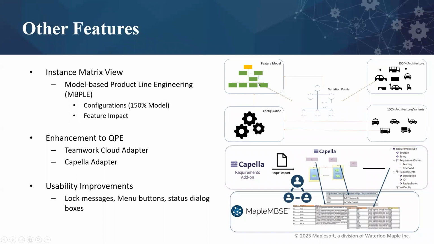You can use MapleMBSE to define the feature model and generate new configurations. The view of configurations is what the instance matrix is going to provide us, in which you're going to have the template or the feature model displayed in the rows, and the columns are going to be the different configurations. For example, if you consider a vehicle, the columns or the different configurations would be like a sports car or a base model and so on.